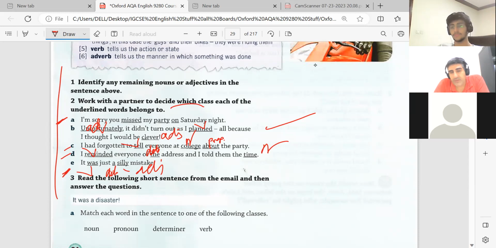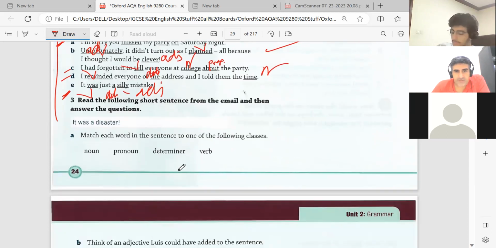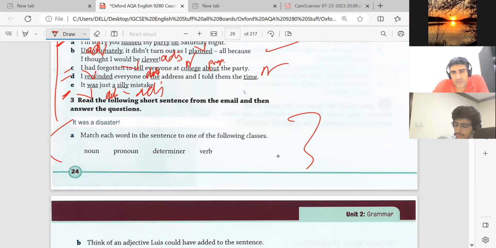But here we have the word classes. We have 6 word classes: adjectives, nouns, adverbs, verbs, determiner, preposition. We call them word classes. Read the following short sentence from the email, then answer the question. Can you answer this? I think it's very easy for you. You can do it in half a minute.